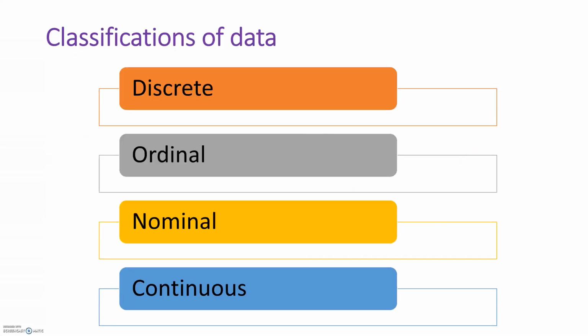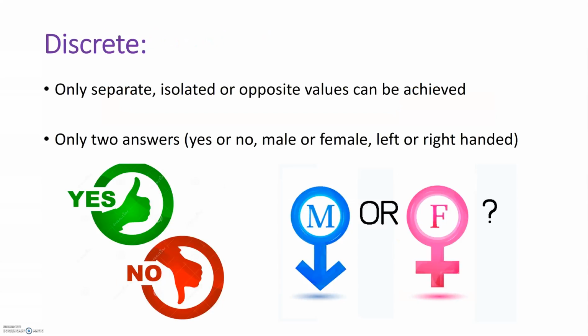So there are 4 classifications of data: discrete, ordinal, nominal and continuous. Each of these will be useful for different things, and researchers may use a mixture or just one depending on the research they are looking for. So the first one is discrete, and this is where you only get separate, isolated or opposite values. So it's only like a two-way answer. It's either yes or no, whether you're male or female, left or right-handed. So things like that, like gender.